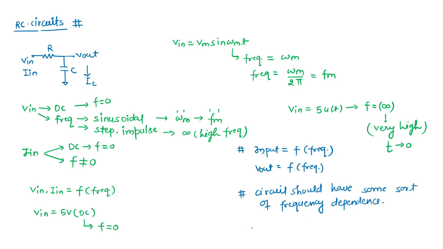So the circuit should also have some sort of frequency response, because I am seeing the input is a function of frequency, whatever the type of input is, and we will also see that the output has some frequency dependence. Between the input and output there is a relation, which is nothing but the circuit. So what is the frequency dependence of these components we are using here in the RC circuit? According to that, we'll calculate the output.